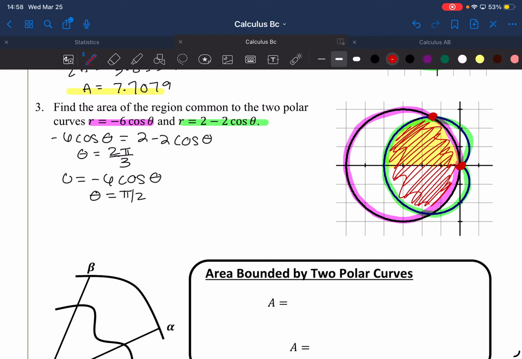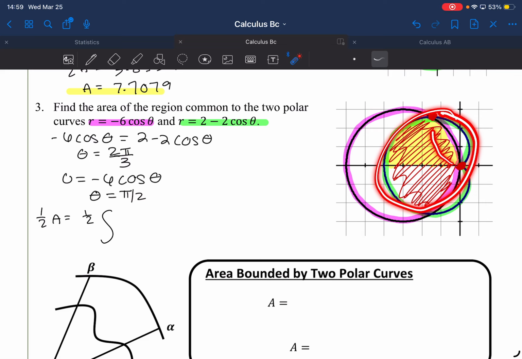Okay. So then from here, we're going to find that area. So it's going to be 1/2 area is equal to 1/2 times the integration of, and we're going to start with -6 cosine of theta, because if we're looking at this, since it's turned off to the side, that is on the right. Again, looking at this part, we're looking at the right side, which is surrounded by the purple line, so that's that -6 cosine theta.